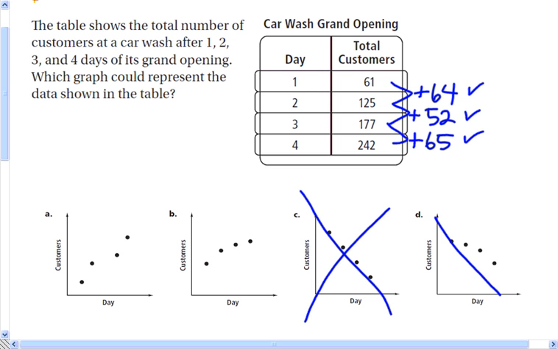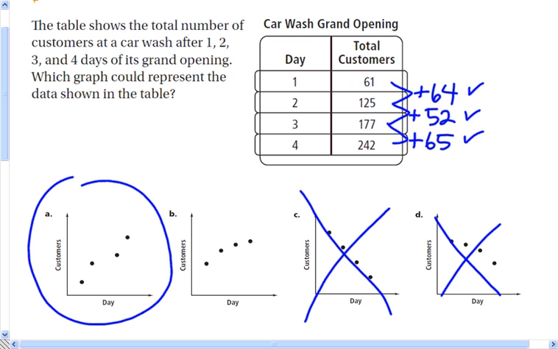We could have eliminated this one also because it's decreasing. So looking at our results here, I think we're going to pick graph A. We see that it goes up by a pretty steep amount, then a little bit less, then another steep amount there. We don't want B because it goes up by the most the first day, then by less and less. And that isn't what's happening here.